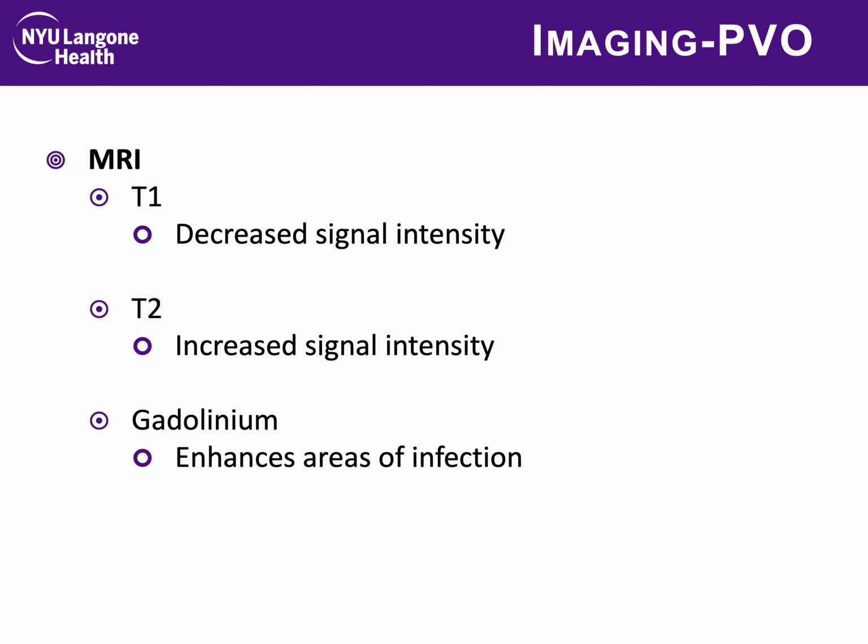It is helpful when you use the acronym DIE. So if you miss the infection, the patient can die. D for decreased on T1, I for increased on T2, and then E for the contrast, which enhances.